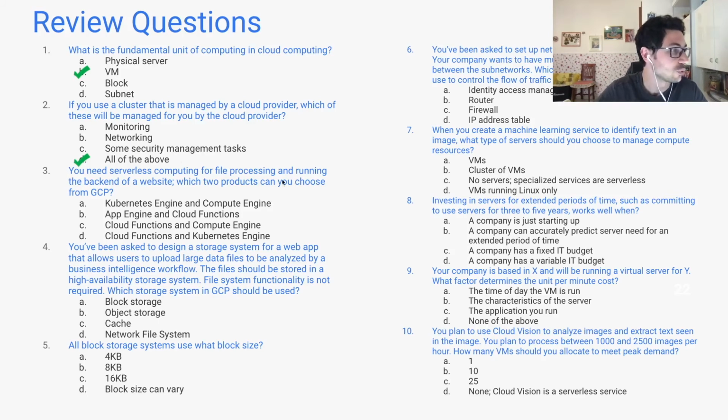You need serverless computing for file processing and running the backend of a website. Which two products can you choose from GCP? So we want serverless, right? And we want file processing and running the backend. Answer A says Kubernetes Engine and Compute Engine, but Compute Engine is not serverless, and actually Kubernetes is also not exactly serverless, so this is not the answer. Then we have App Engine and Cloud Functions, which might be true. Then we have Cloud Functions and Compute Engine, not true for what we said here, and Cloud Functions and Kubernetes Engine, not true. So the answer is B.